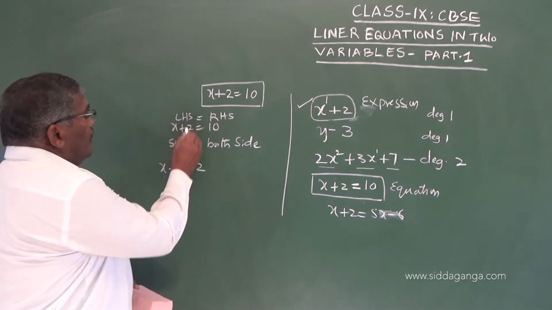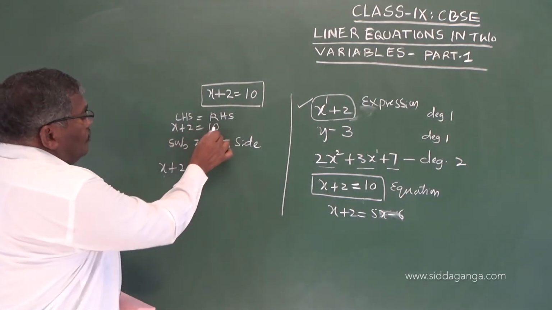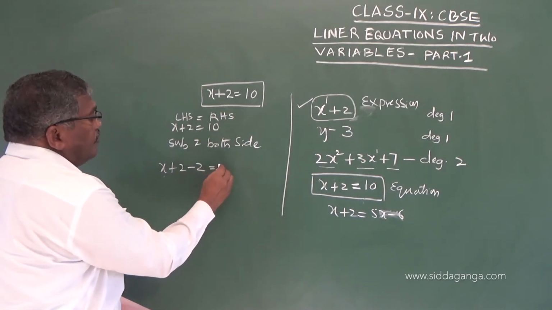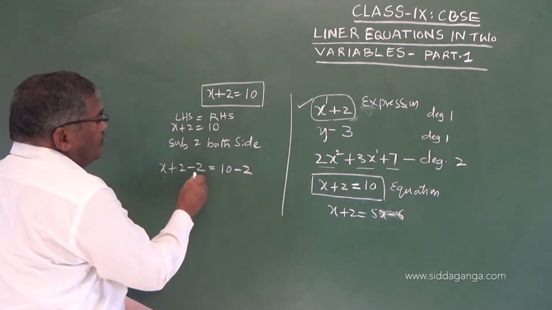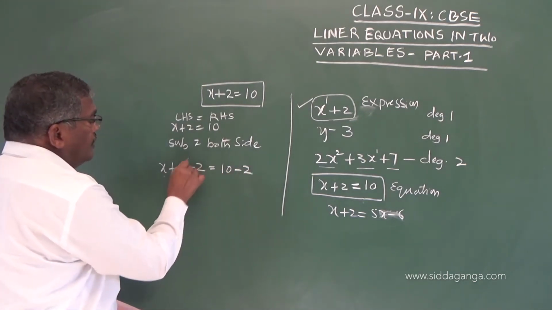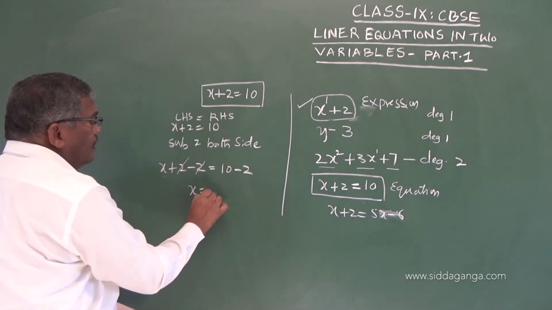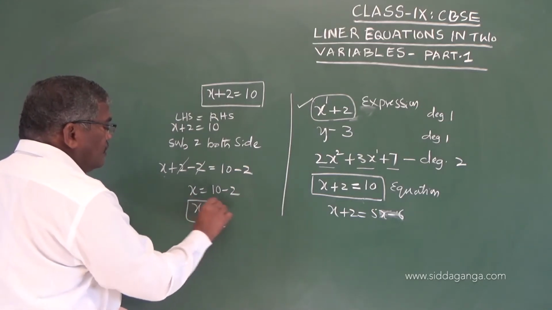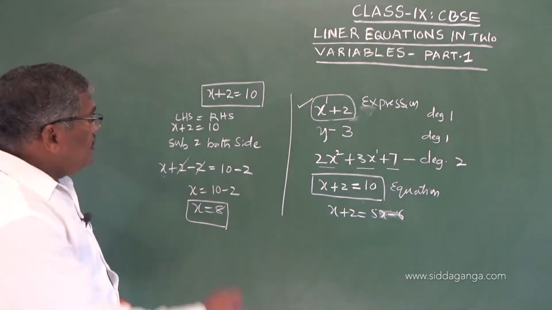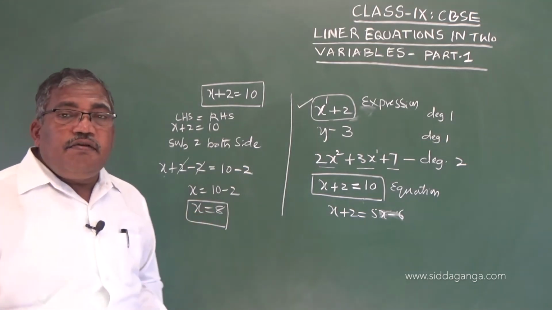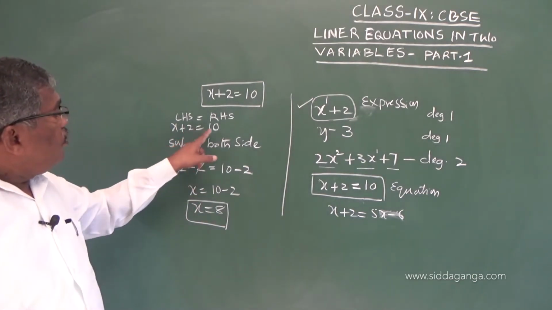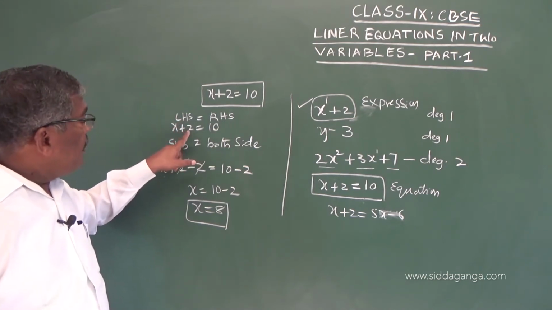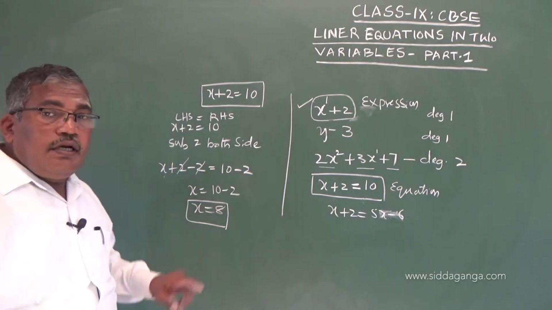Here the left hand side, x plus 2, is equal to 10. x plus 2 minus 2 equals 10 minus 2. I have deducted 2 on the left, so on the right side I will also deduct 2. So 2 is deducted both sides. Here this 2 and 2 cancel. We will get x equals 10 minus 2, or x equals 8. So in this equation we are able to calculate the value of x by deducting 2 from both sides, because we do not want the 2 here, we want the value of the variable. So x equals 8 we got.